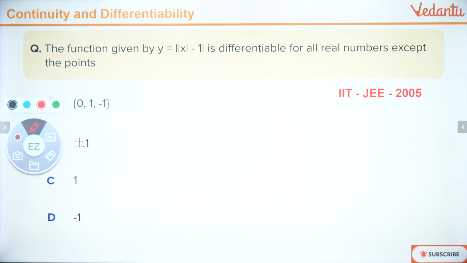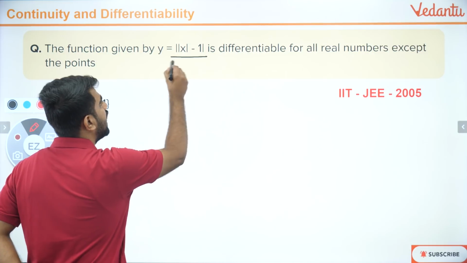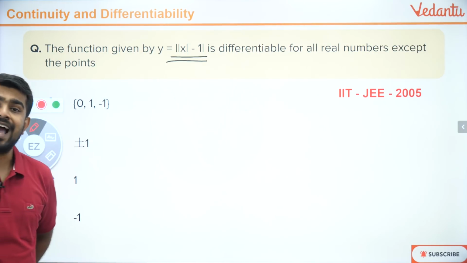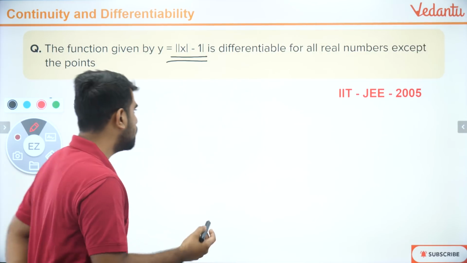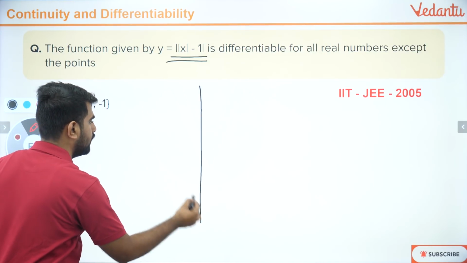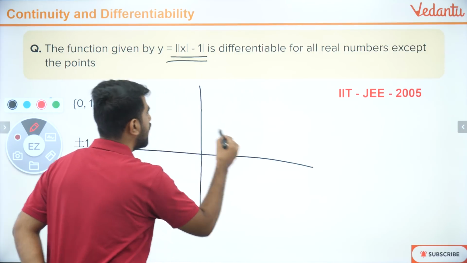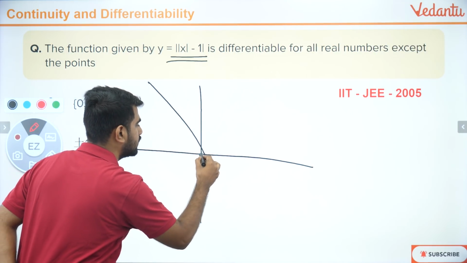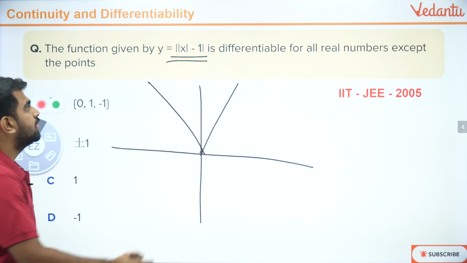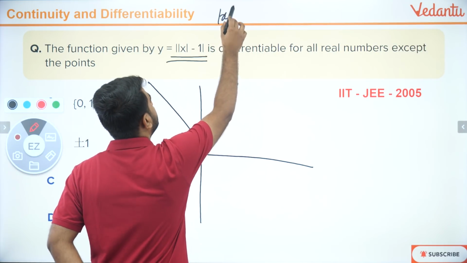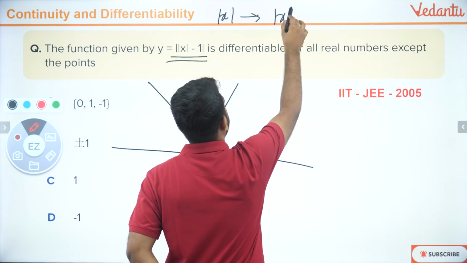Okay? So first, this function I cannot draw directly. So I'll use the help of graph transformations. Please follow this carefully. First, I will draw the graph of y is equal to mod of x. So this is the graph of y equal to mod of x. Now, I have drawn mod x. Now I'll convert this to mod x minus 1.